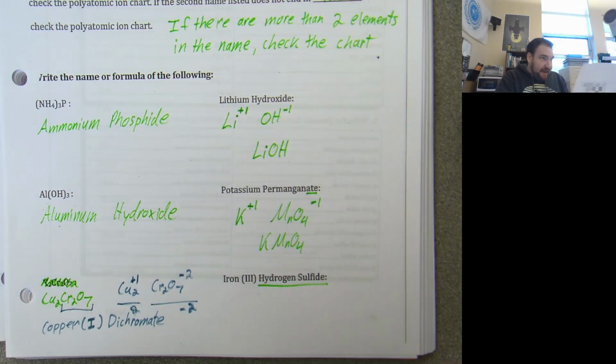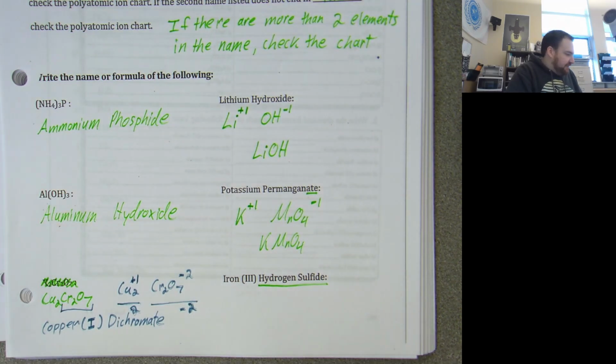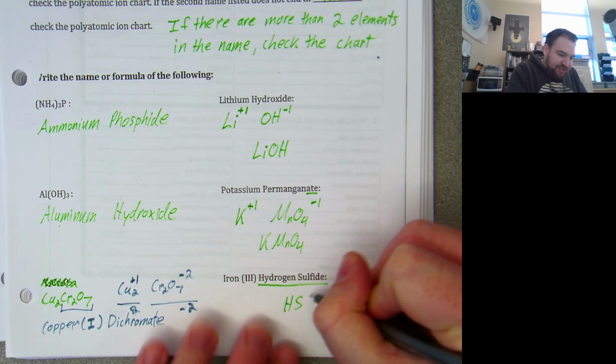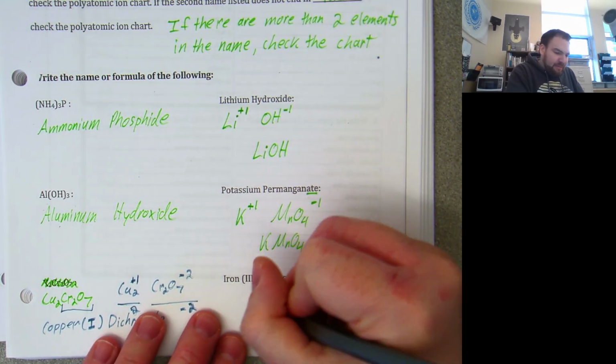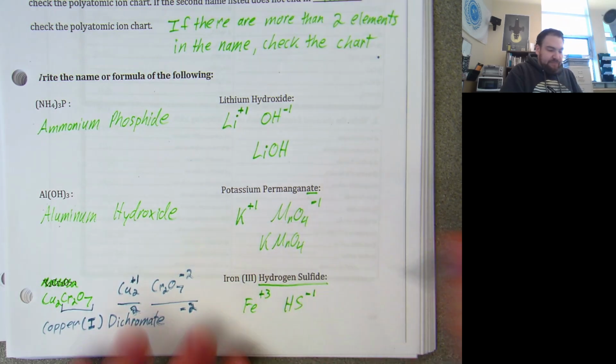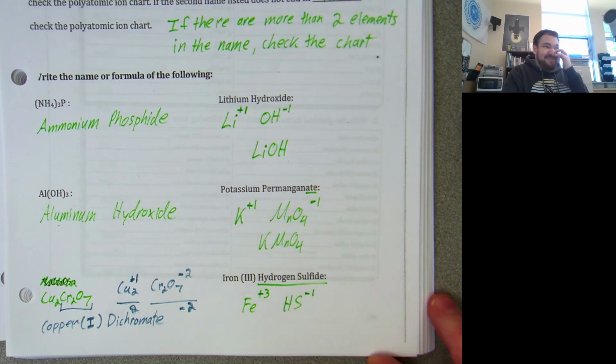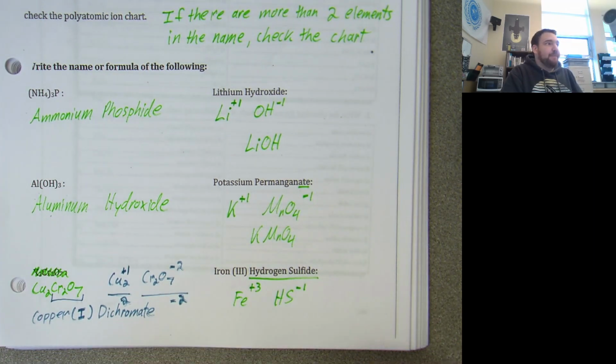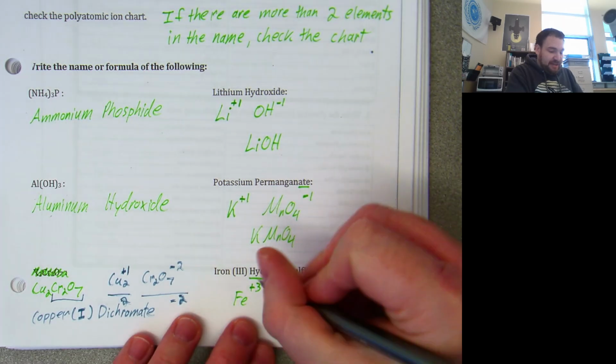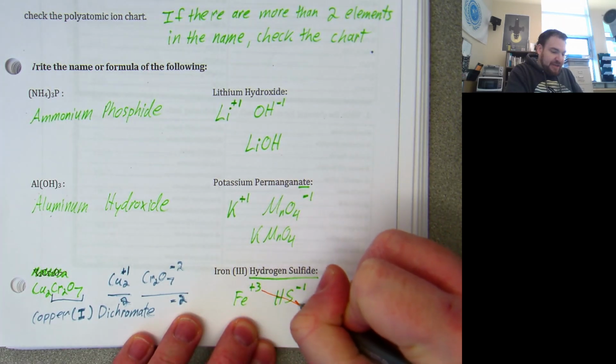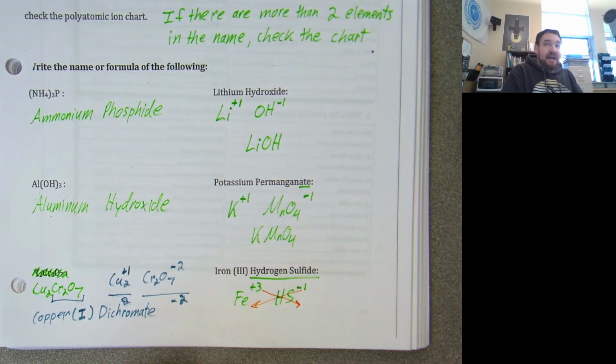Okay, have we found hydrogen sulfide yet? HS. What's the charge on HS? -1. HS with a charge of -1. Iron 3 is Fe plus 3. So, what am I going to have to do to balance these guys out? How many of each am I going to need? Yeah. If we choose to swap and drop, it's going to look like this. The 3 from the iron is going to go down onto the HS. The 1 is going to go down onto the iron.